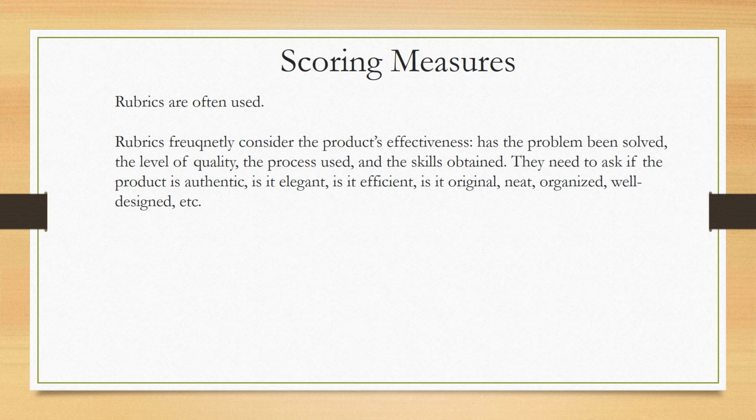Just like with performance-based assessments, summative assessments often are scored using rubrics, sometimes using checklists and rating scales, but often rubrics. Rubrics frequently consider the product's effectiveness. So a rubric might answer the problem questions: has the problem been solved? What's the level of quality? It might assess the process the students use and the skills. Rubrics need to ask if the product is authentic, if it's elegant, is it efficient, is it original, neat, organized, and well designed. And there's a whole course that could be taught on designing rubrics. But I'm sure that many of you have used rubrics and know what a rubric is.